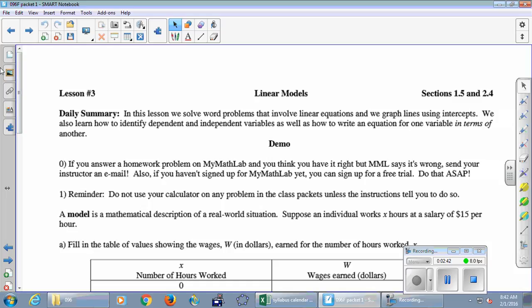Okay, on the top of 17, starting lesson number 3 with the daily summary. In this lesson, we solve word problems that involve linear equations, and we graph lines using intercepts. We also learn how to identify dependent and independent variables, as well as how to write an equation for one variable in terms of another.